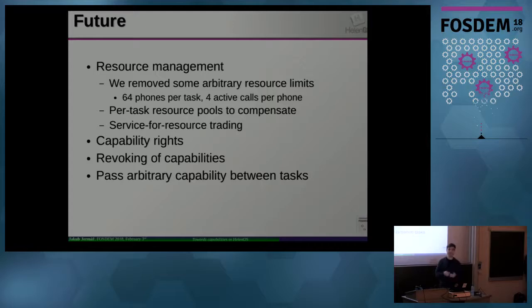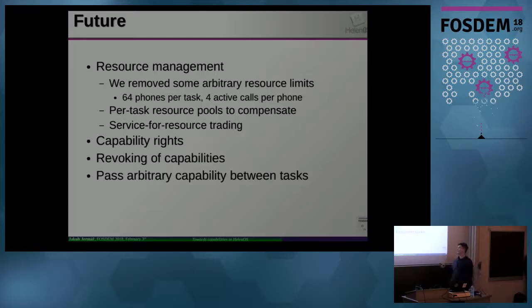So whenever a task requests another task for a service, such a request would have to be accompanied by some resources that the client pays the server with to do the actual work. Then I have some minor things that we don't currently need or use, but might seem to be useful or even needed in the future.